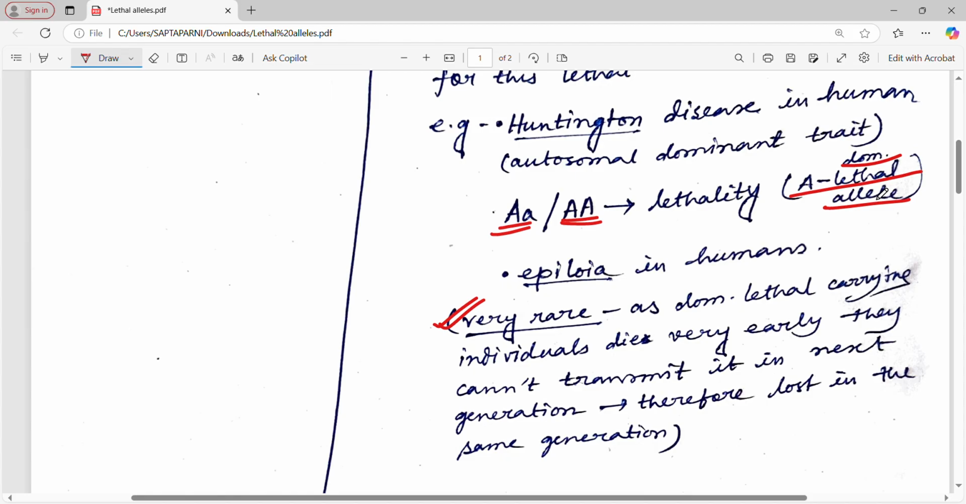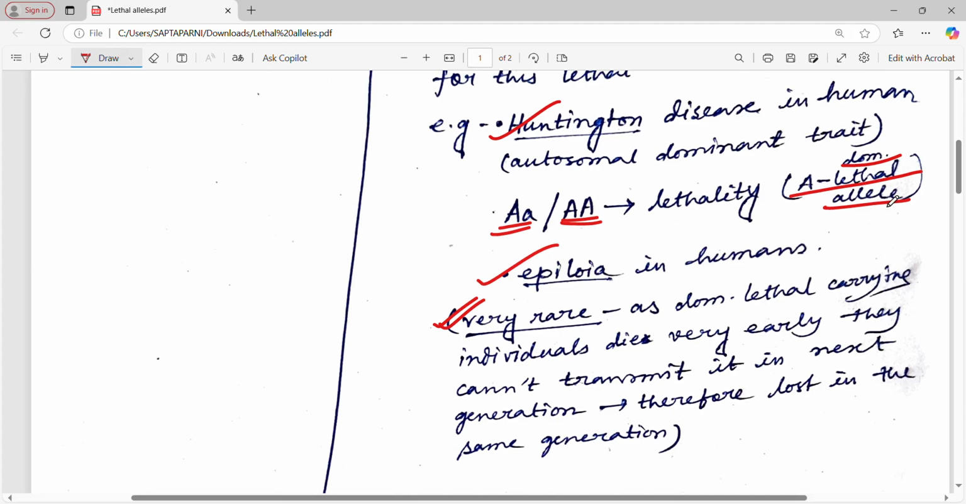Still, we can see some examples of dominant lethal alleles in nature. Huntington disease in humans is caused by a dominant lethal allele. It is an autosomal dominant trait, which results in progressive problems in the central nervous system. And epiloia, which results in skin deformities and multiple tumors in the skin in humans. So these two diseases are the result of dominant lethal alleles in humans.